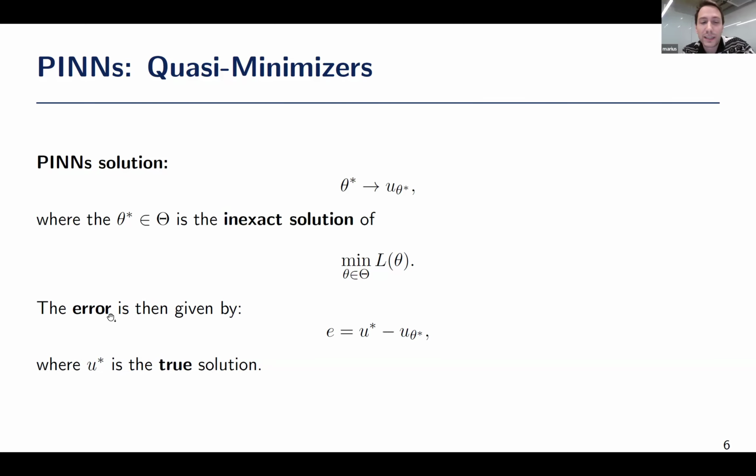Then the error we care about is the error in function space: u star, which is the true underlying solution, the ground truth, minus the function represented by theta star. This is what we care about. But this function does not satisfy any Galerkin orthogonality or anything. It's really just a quasi-optimizer.